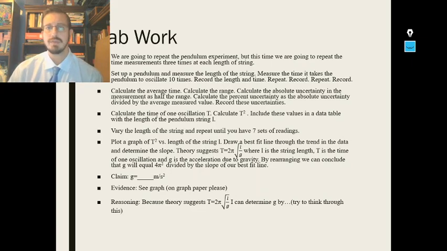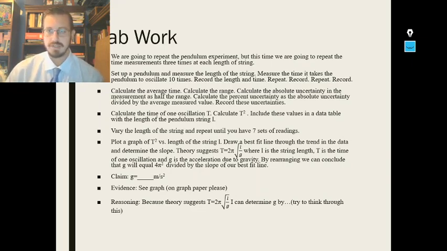What we want to do with those readings is calculate the average time over 10 oscillations. Then we're going to calculate the range. And so remember, the range is the difference between the highest value and the lowest value, right? So what is the range of our readings there? In order to determine the absolute uncertainty, one of the techniques is to take half of the range of values. And so if we do repeated readings, we're likely going to have a range of values. And we want to report the absolute uncertainty as half of that range of values.